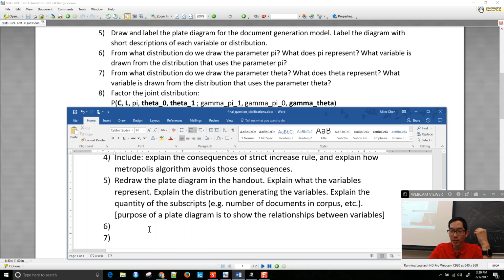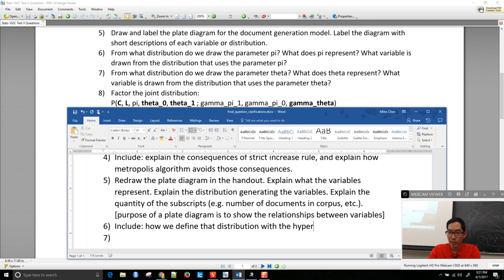Okay, 6 and 7. From what distribution do we draw the parameter pi? Also include how we define that distribution with the hyperparameters.